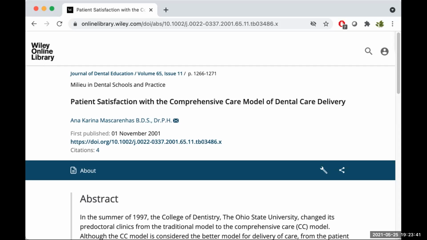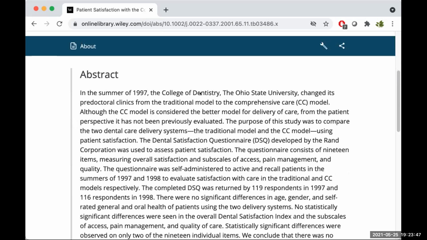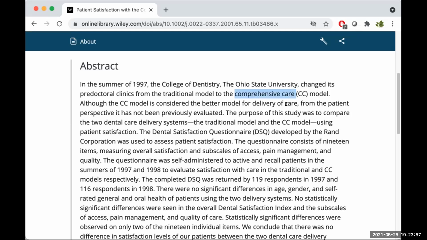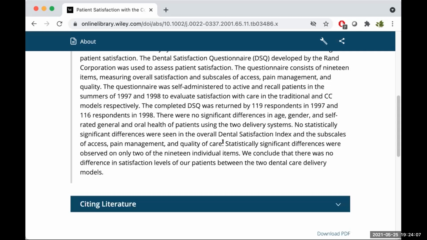But let's take a look at some of the precepts of this as laid out in the abstract here. So this paper happens to be talking about how predoctoral clinics moved from the traditional to comprehensive care. And so they were assessing the comprehensive care, and they checked patient satisfaction, and they found that there were really only statistically significant differences in 2 of the 19 items that they were tracking. So saying, all right, well, there's no real difference in that.